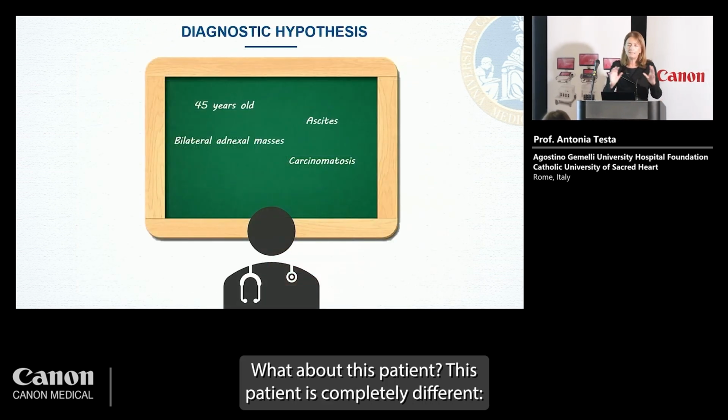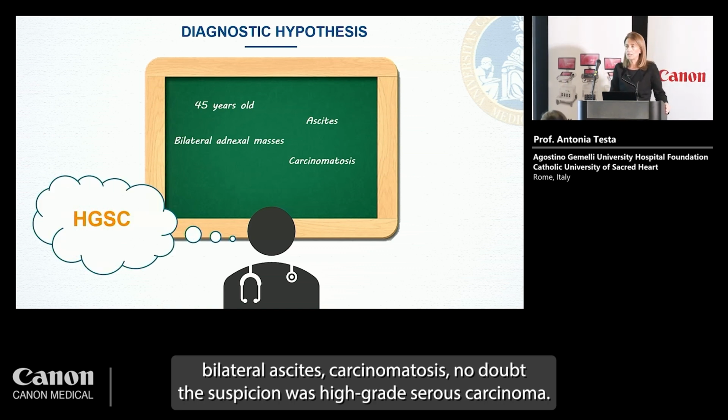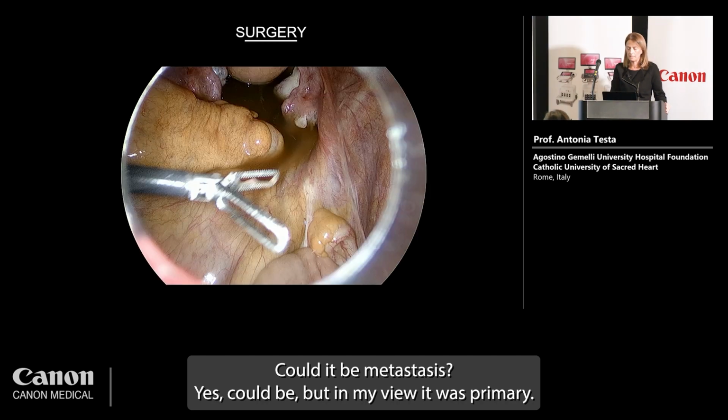What about this patient? This patient completely different. Bilateral, ascites, carcinomatosis, no doubt. The suspicion was high-grade serous carcinoma. Could it be metastasis? Yes, could be, but in my view, it was primary.